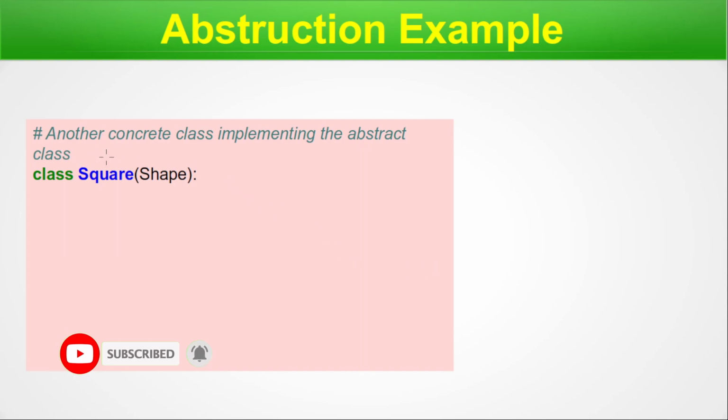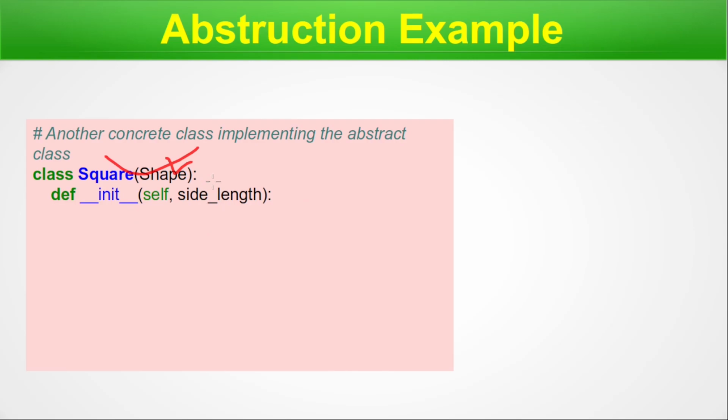Let us go further in the abstraction, right? Another concrete class is there. You can see the Square, okay, and we give the Shape, which was the abstract class, here, and we give the side length. So a square has 4 sides of equal length. Here we give self.side_length = side_length, and here we are assigning the numerical value of the side.